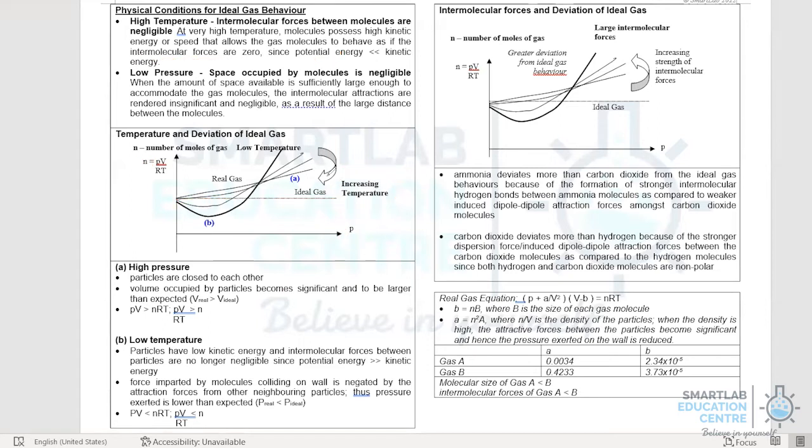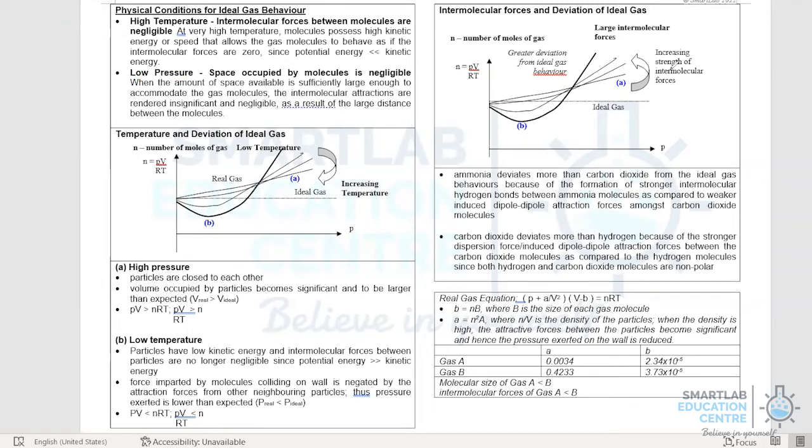Let's now take a look at low pressure. As pressure decreases, all the real gases also tend towards ideal gas behavior. The reason is because at low pressure, there's plenty of empty space, which means the volume occupied by the gas molecules relative to the volume of the vessel is negligible. And that explains why real gas tends towards ideal gas behavior.